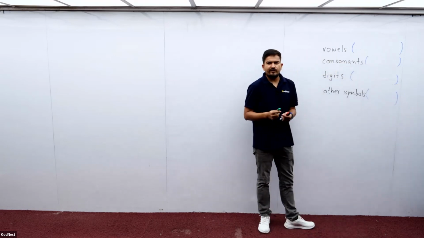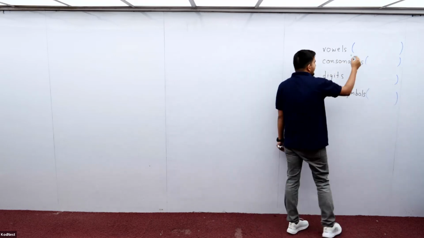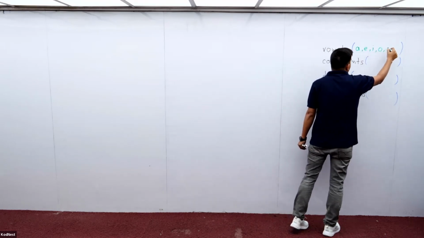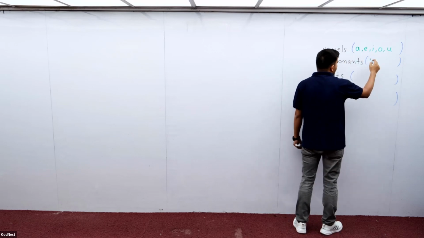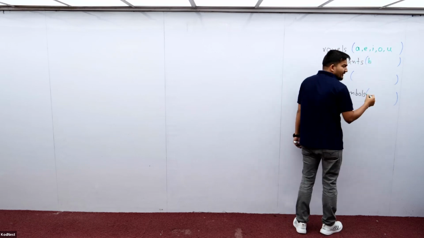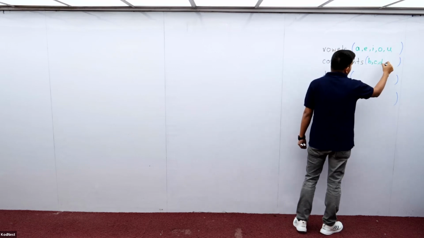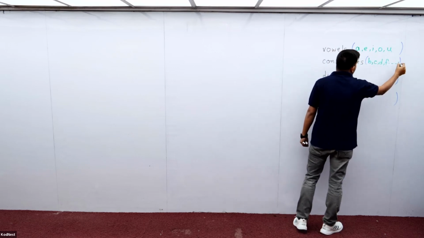Okay, how many vowels are there in English? 5 are there. We have A, E, I, O, and U. How many consonants are there? Basic math. B, C, D, F, and so on.